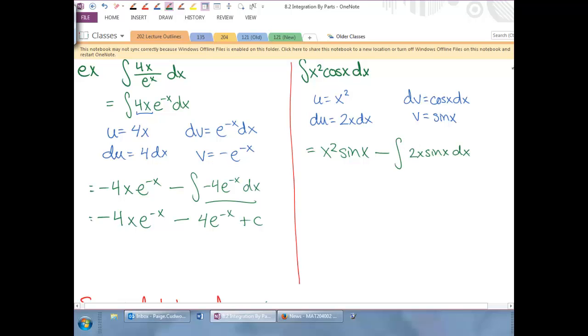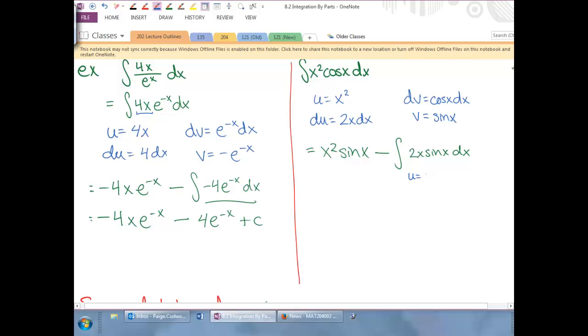So uv minus integral v du. Okay, now when we get here, we end up with 2x sine x. That's actually the same integral we looked at up top, but with an extra 2 in it. This is also an integration by parts problem. So we actually have to do 2 integration by parts here.